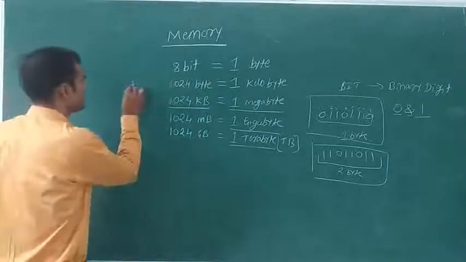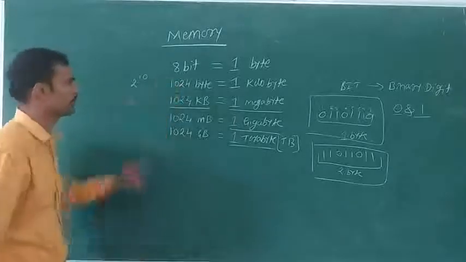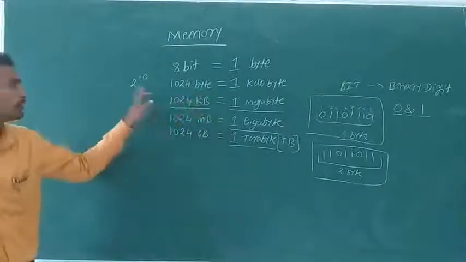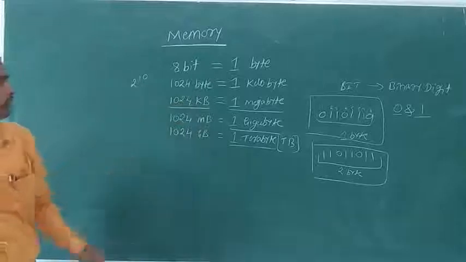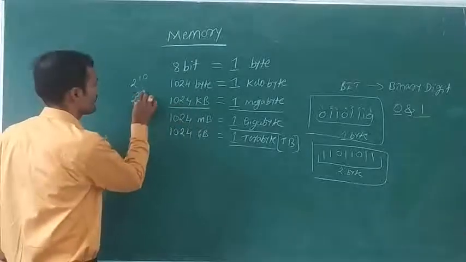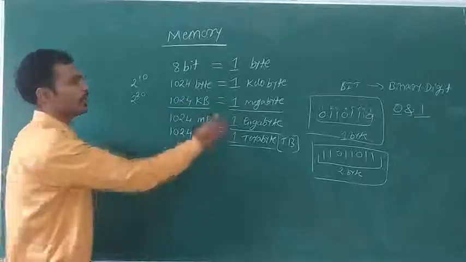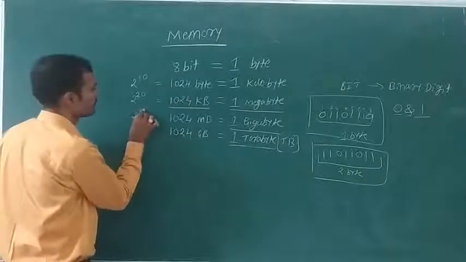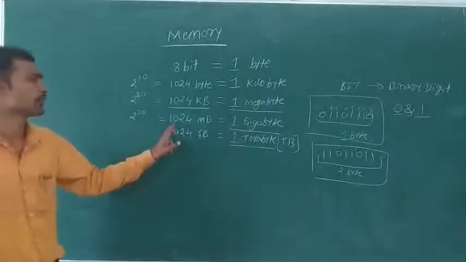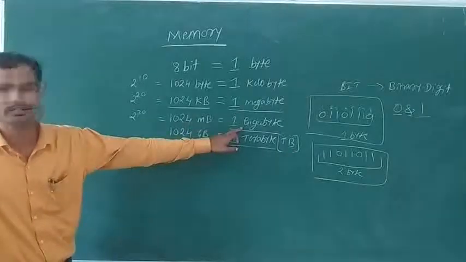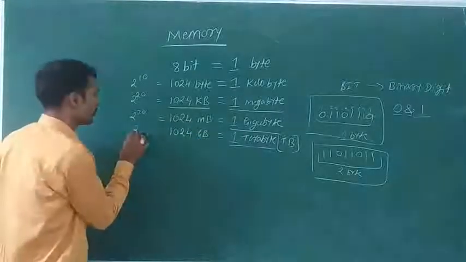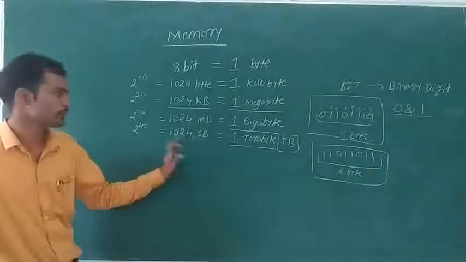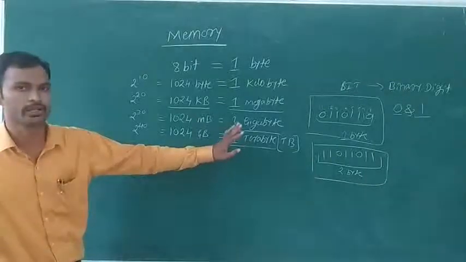And one more thing, you can use 2 raised to 10. 2 raised to 10 means it becomes 1024 bytes, which is 1 kilobyte. Then 2 raised to 20 means 1024 KB, equivalent to 1 megabyte. 2 raised to 30 means 1024 MB, which is 1 GB. And 2 raised to 40 means 1024 GB, which is 1 terabyte, TB.